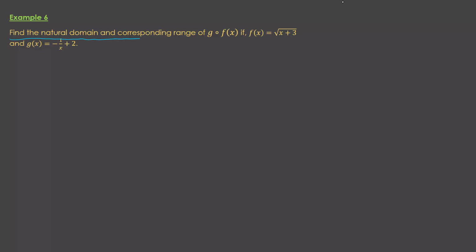Find the natural domain and corresponding range of g of f of x if f of x is the square root of x plus 3 and g of x is negative 1 over x plus 2.